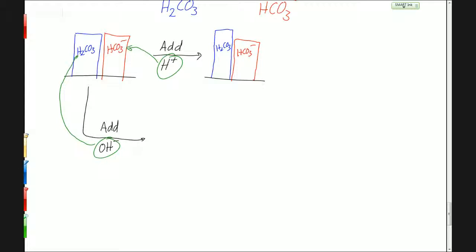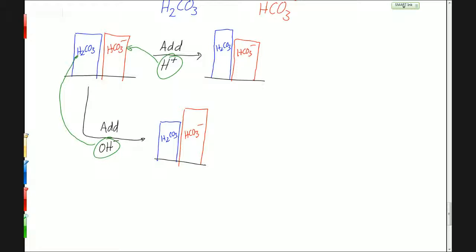And so all that happens now is we change our ratios of our two buffer parts. So we've got a little less H2CO3 now and a little more bicarbonate, but we haven't really changed the hydronium or hydroxide concentration in solution. So instead of a bunch of hydroxide being in solution, it takes a hydrogen from the H2CO3, becomes water, and doesn't really change the pH.